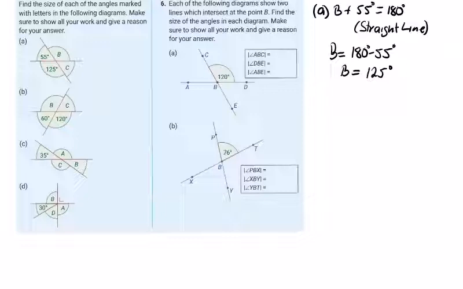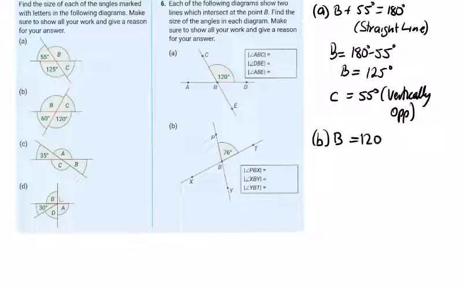And we're looking for C. You could say B plus C is equal to 180, and we could do it that way. We could say C is equal to 55. Why? Because it is vertically opposite. And I can just use OPP for opposite. In B, you can see that straight away. I could say the angle B is equal to 120 degrees. And you write this word again, vertically opposite. What can we say about C? C is equal to 60 degrees. And again, you can say vertically opposite angle C.